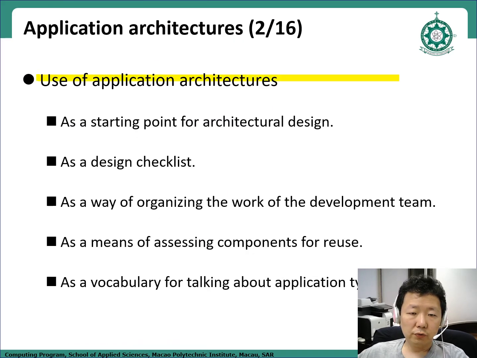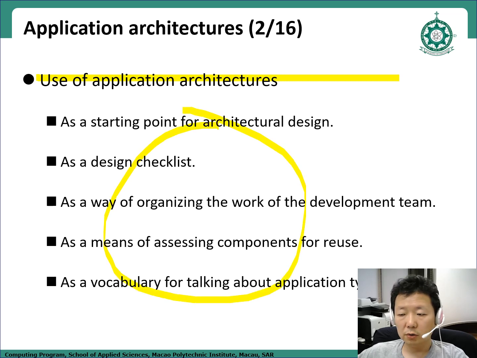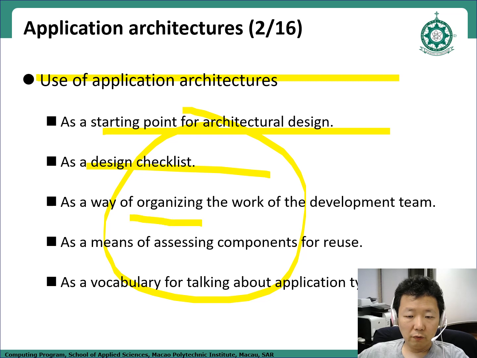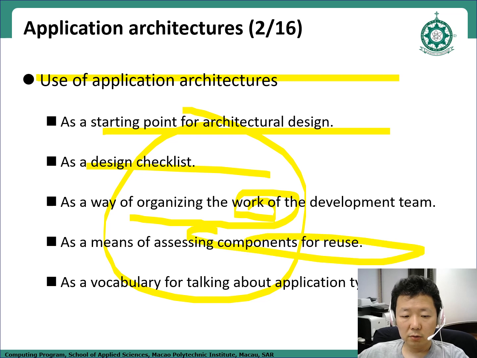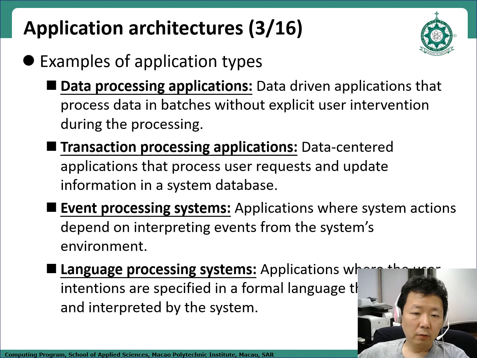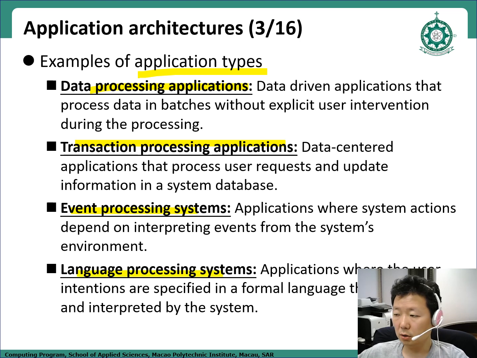So when you use application architectures, you can see the list here. As a starting point, as a checklist, as a way of co-working with the development team, assessing the components to fully use, and as a vocabulary or common medium between the group. They have four application types: data processing applications, transaction processing applications, event processing applications, and language processing applications.